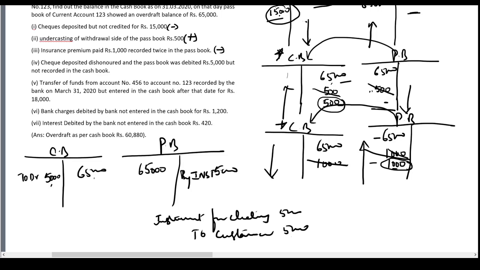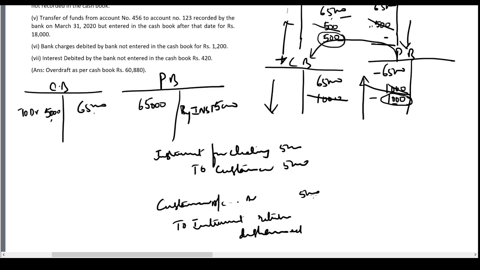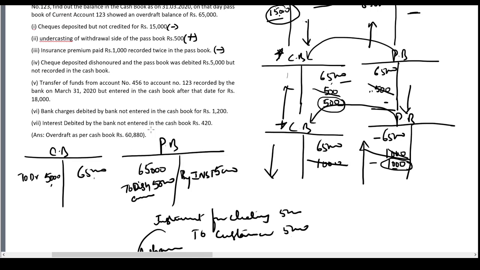If the check is dishonored, what they'll do is they will throw this instrument on the face of the customer. They will pass the entry customer account debtor. It's just for fun. They'll not throw, they'll give it to you back. Check customer account debtor to instrument returned dishonored. So what they'll do is they'll just reverse this entry. This entry will be reversed on dishonor. So this is what the problem is talking about.